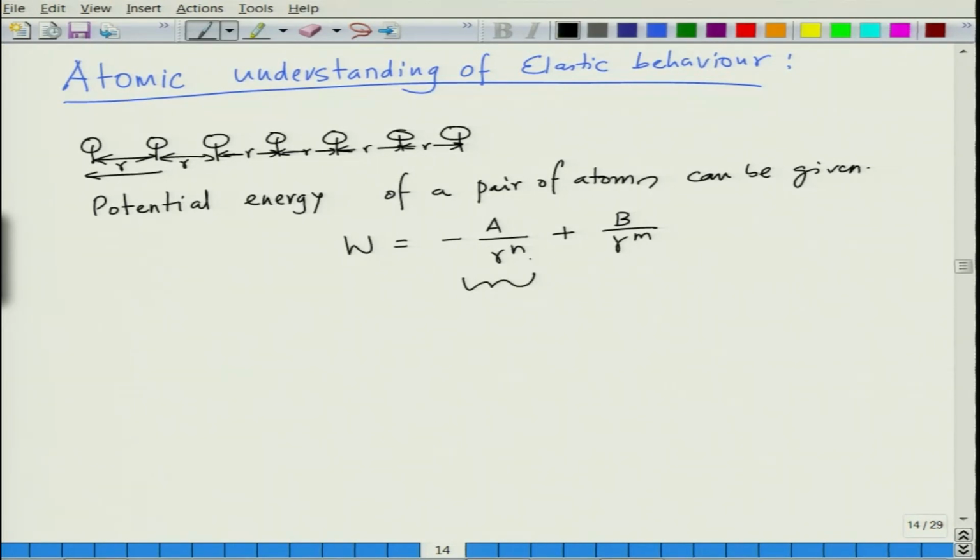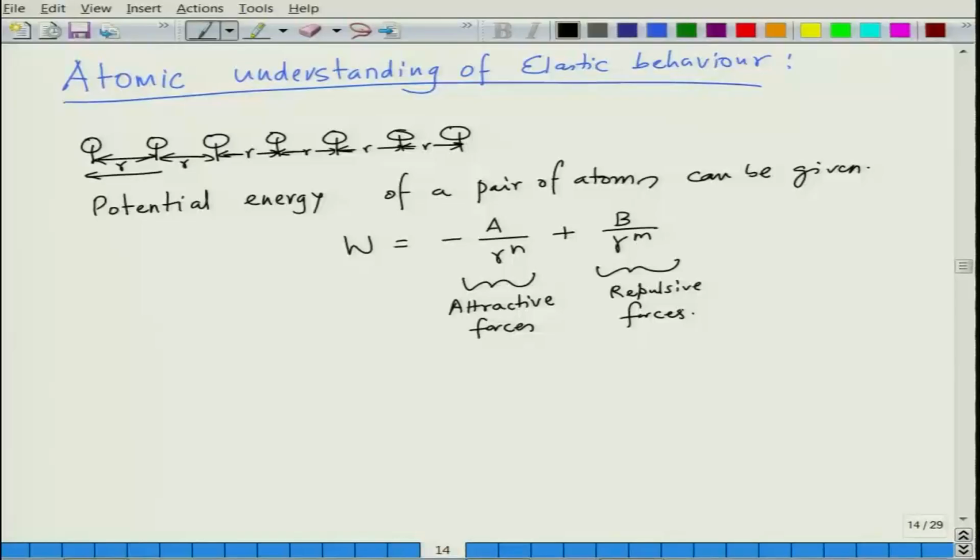Here the first term is a negative term which depicts the attractive forces between the two atoms, and the second depicts the repulsive forces, and this is what basically balances the atoms. So, there is a certain distance, as we will see, at which this energy is minimized. Here A, B, m, n are all constants and m is greater than n.